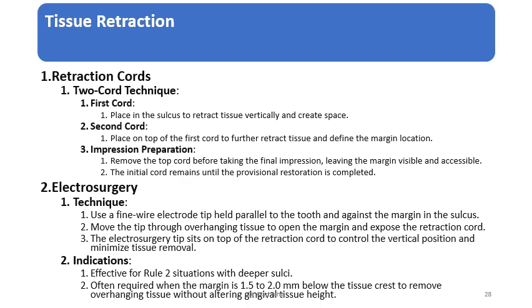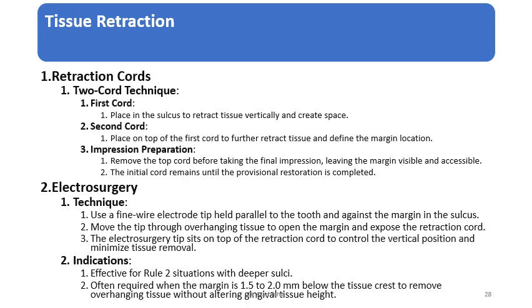Electrosurgery technique. Use a fine wire electrode tip held parallel to the tooth, with the margin in the sulcus. Move the tip through overhanging tissue to open the margin and expose the retraction cord. The electrosurgery tip sits on top of the retraction cord to control the vertical position and minimize tissue removal.